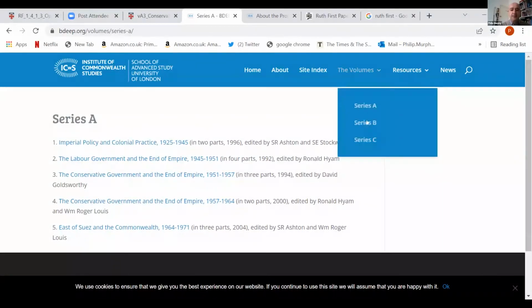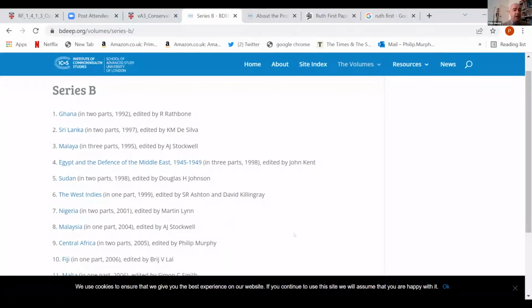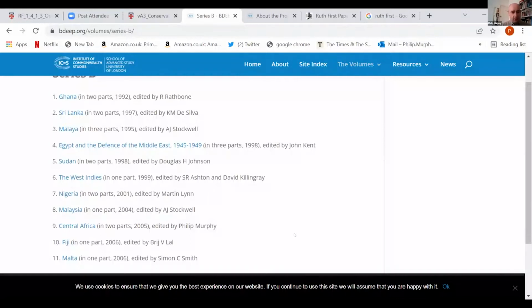That was Series A. Series B are the country volumes. I wouldn't say it's hit and miss what's covered and what isn't, but it is a little bit arbitrary. Some of those early volumes, you see Ghana, Sri Lanka, Malaya, partly because those were countries that received their independence relatively early, so you could bring it right through to independence. Later on in the series, the West Indies, Nigeria, Malaysia, going right through to the Malaysian Federation, Fiji, Malta. I did Central Africa, which is basically Zimbabwe, Zambia, and Malawi now.